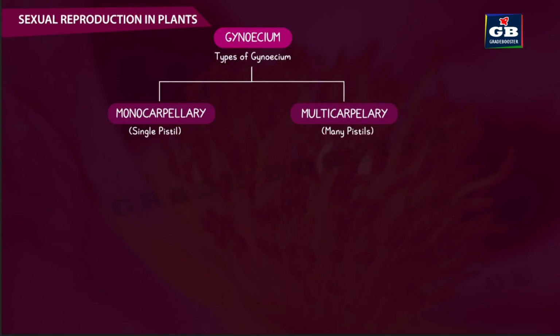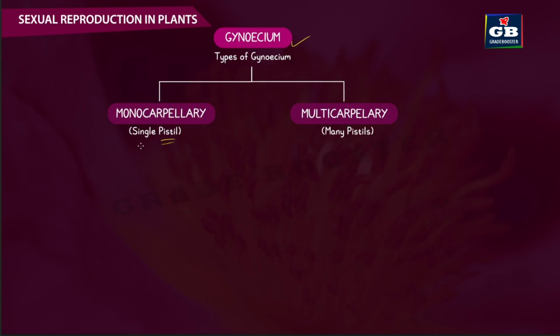Now, let us look at the female reproductive parts of the flower, that is the gynoecium. What does this gynoecium consist of? We learned that androecium consists of stamens. Whereas gynoecium consists of pistil.